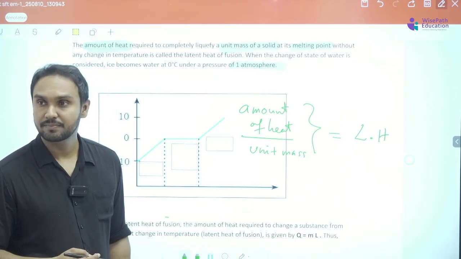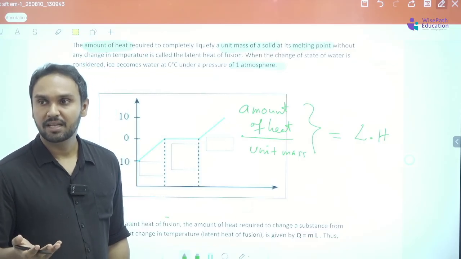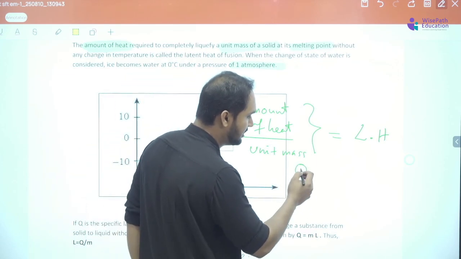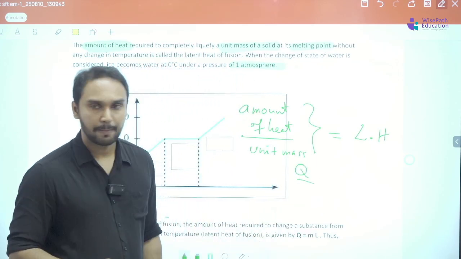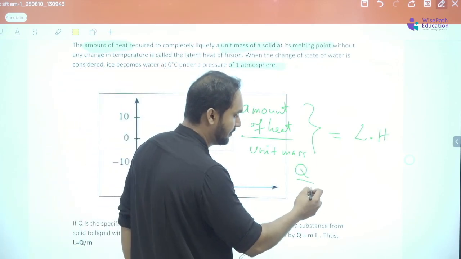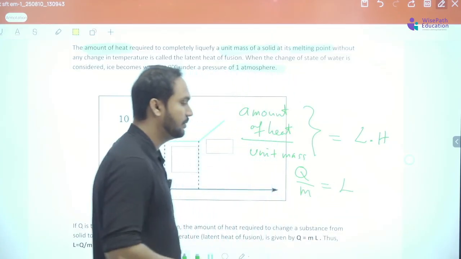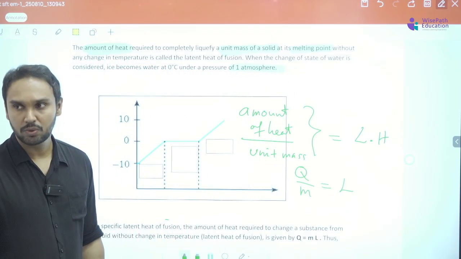Amount of heat. We symbolize the same as in the previous ones, but Q. So the amount of heat is Q. The mass is M. Now the latent heat, we'll take it as L. So Q over M is equal to L.